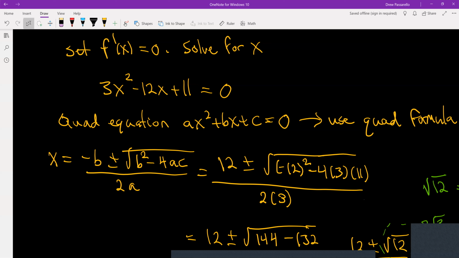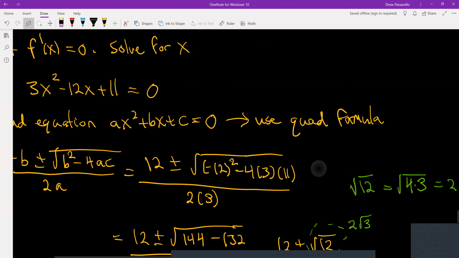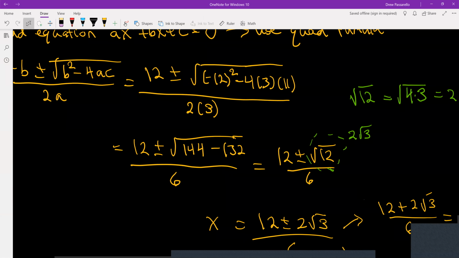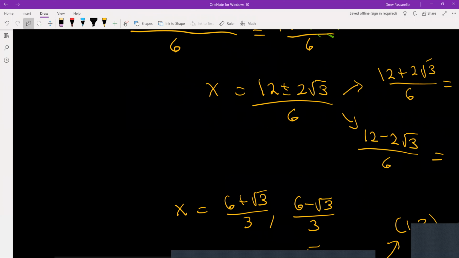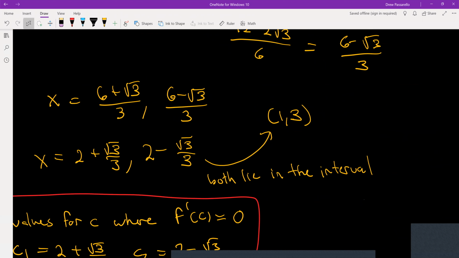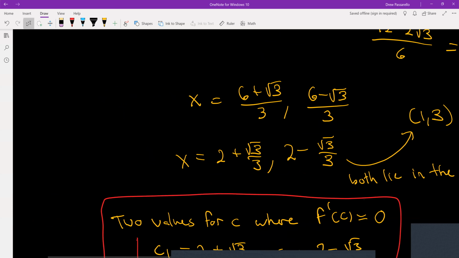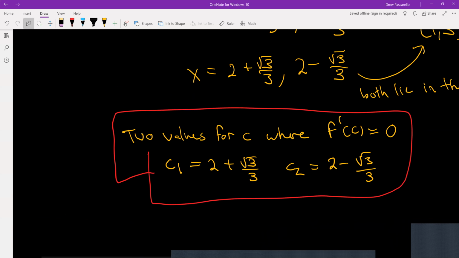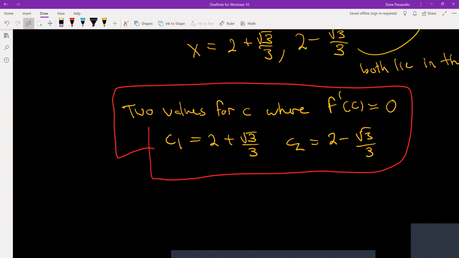Now this thing isn't factorable based on the factoring techniques we've learned up until this point from algebra class, so you'd have to use the quadratic formula. And after I applied the quadratic formula, all of this was just simplifying it, and I got down to here. I needed to check, do both of those values lie in the interval 1, 3? And they do. So there's two values for c for which its derivative equals 0 for this question.